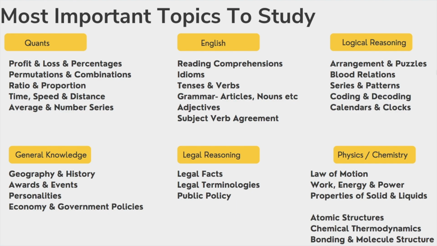In terms of quants, you have profit and loss and percentages, you have permutation and combinations, you have ratio and proportions, you have time, speed and distance, and you also have average and number series. Talking about English guys, reading comprehension takes the major chunk. Along with that, you've got idioms, you've got tenses and verbs. Everybody needs to focus not solely but majorly on grammar. It includes articles, nouns, pronouns, adjectives, subject verb agreement, all those.